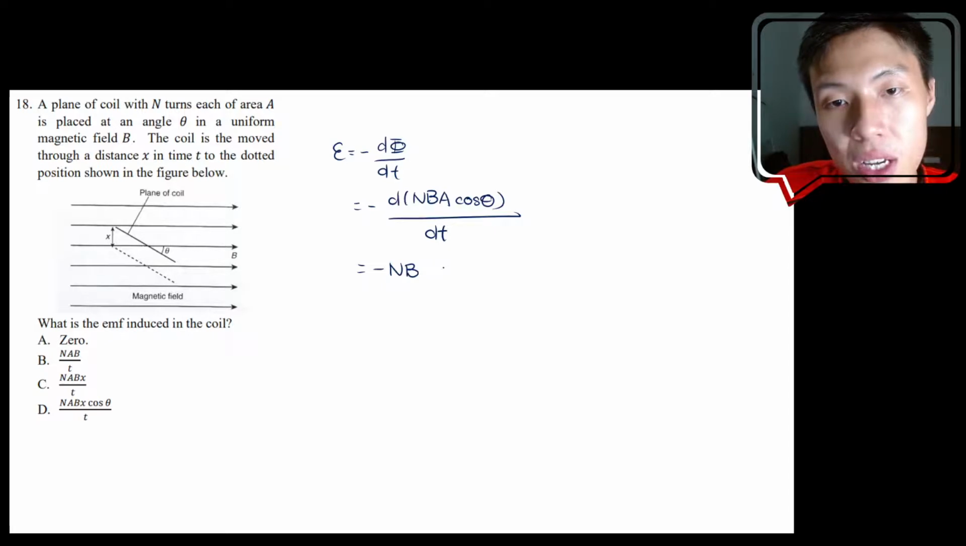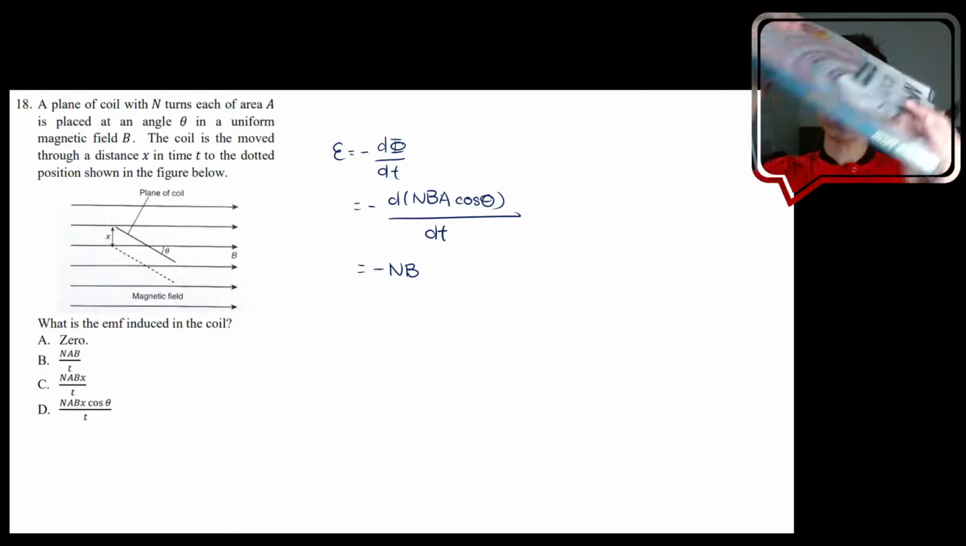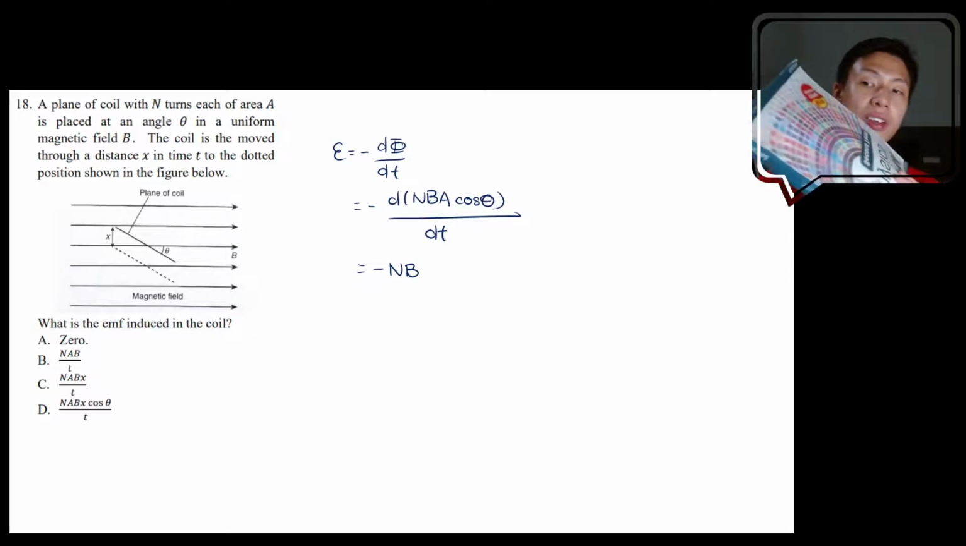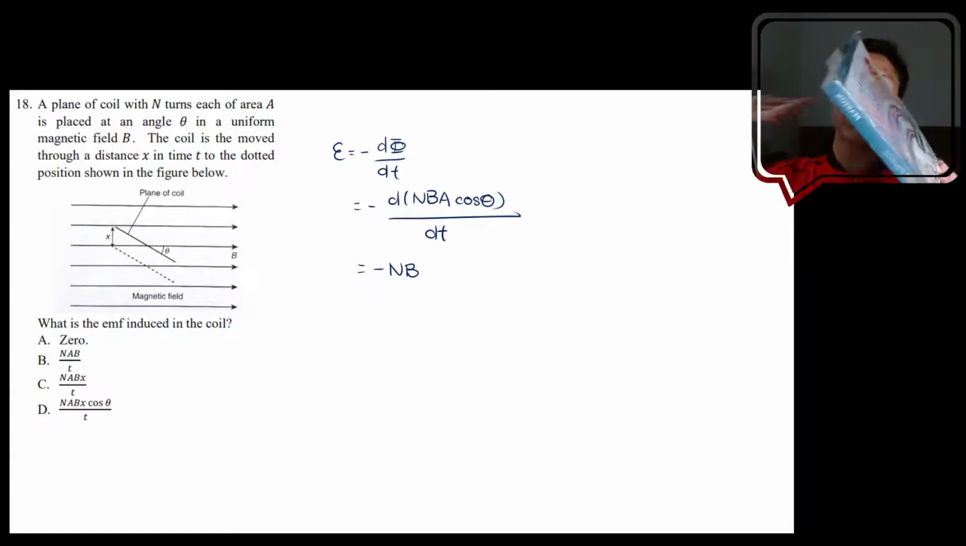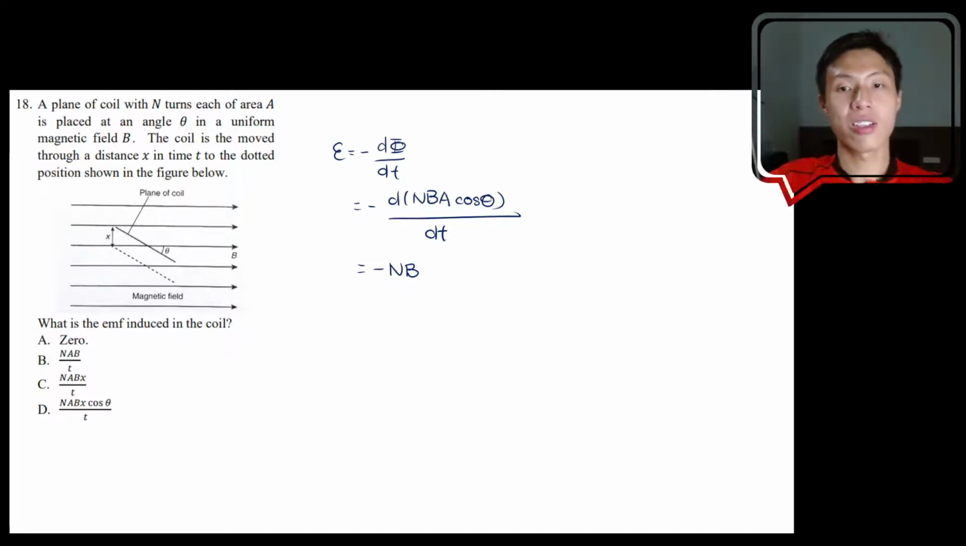The area of the coil, you are not changing the area of the coil. You are just moving the coil, but you're not changing its area. The whole area here has magnetic field passing through it, but you're not changing the area. So you can bring it out.